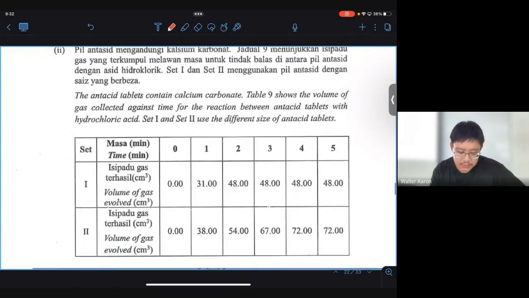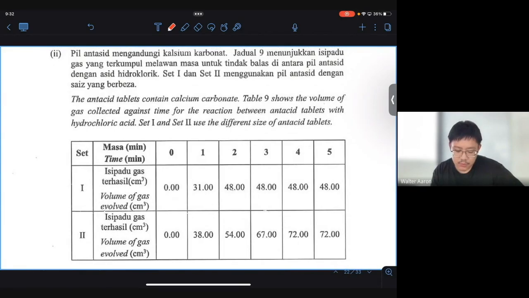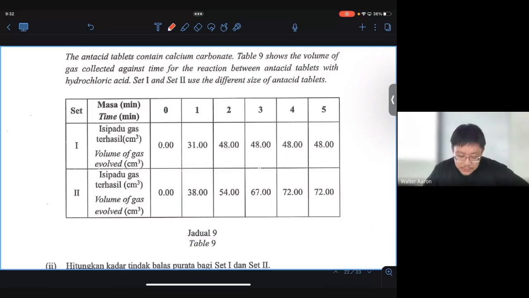The antacid tablets contain calcium carbonate. Table 9 shows the volume of gas collected against time for the reaction between antacid tablets with hydrochloric acid. So set 1 and set 2 use different sizes of antacid tablets. The first one, you can see here, the gas collected for experiment 1 is 0, 31, 48, 48, 48. And then the other one will be 0, 38, 54, 67, 72, 72. Right, which means the volume of gas collected for experiment 1 is lesser compared to experiment 2.